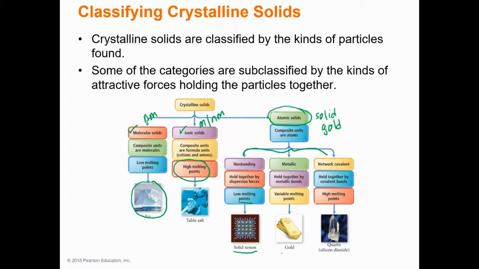Gold is the example they give for metallic. The melting points are variable because it depends on what metal it is. Pure substances is what we're looking at here. Okay, quartz, that's going to be your network covalent. And in fact, I want to show you guys this. Give me one second. Let me pull it up.